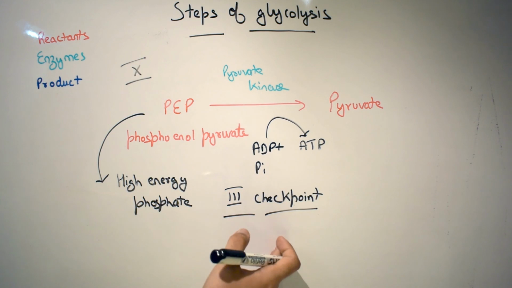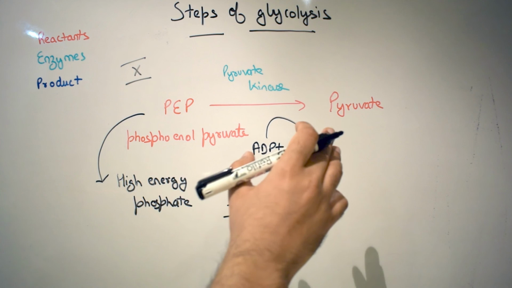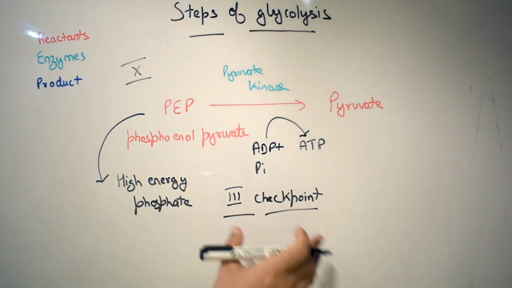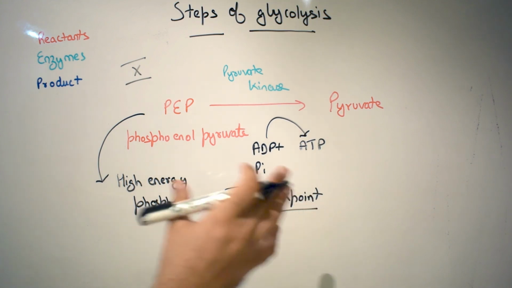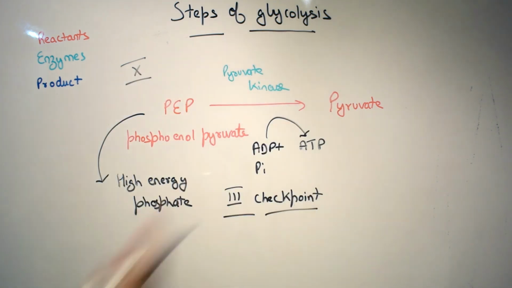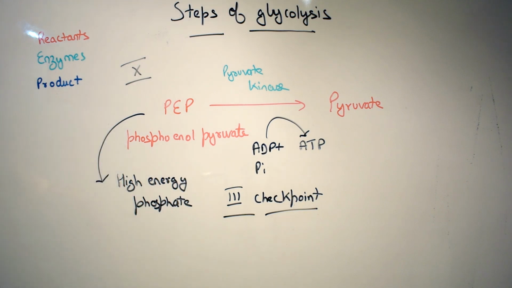So this is the third checkpoint, because after that the pyruvate can enter the mitochondria, can become acetyl CoA and can enter the Krebs cycle. It causes non-reversible formation from PEP to pyruvate. This is also a substrate level phosphorylation. So two substrate level phosphorylations took place, one at the time of phosphoglycerate kinase and one at this time where the pyruvate kinase enzyme is used.